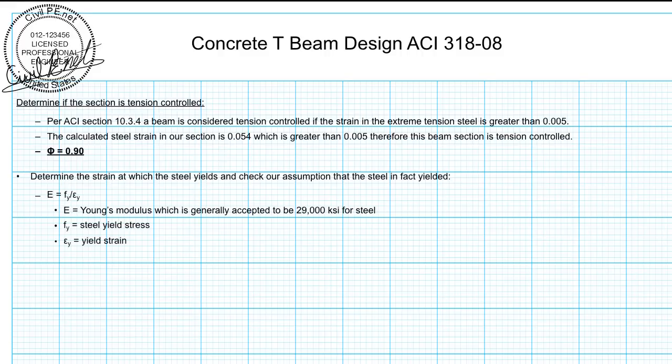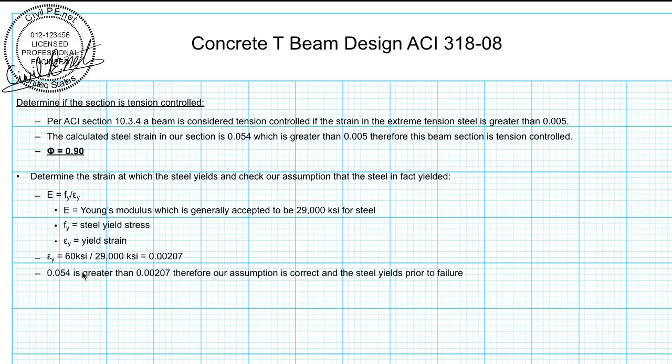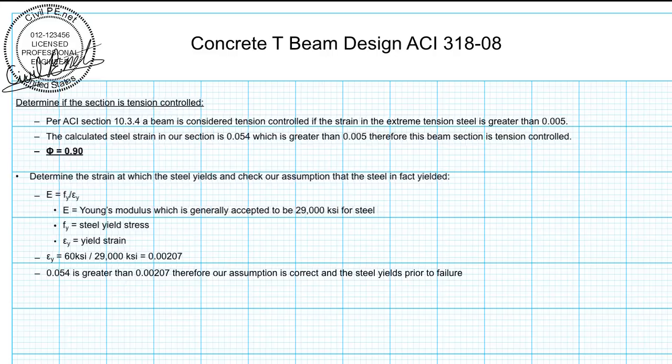So per Young's modulus, Young's modulus is equal to the stress divided by the strain. So if we want to solve for the yield strain, it's basically the stress in the steel, 60 KSI, divided by Young's modulus, 29,000 KSI, or 0.00207. And like I said before, 0.054 is greater than that. So our assumption is correct. F sub S is equal to F sub Y because our steel does yield prior to failure.